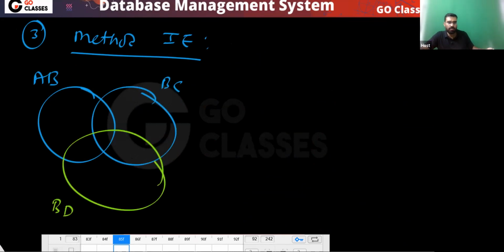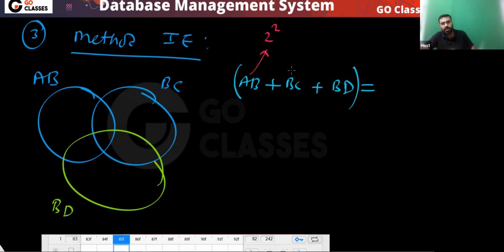So what you will do? You will do AB plus BC plus BD. This value with this value is what? This value is going to be what? So this value is going to be 2 power 2. This is going to be 2 power 2. This is going to be 2 power 2. So 4 plus 4, that is 12.